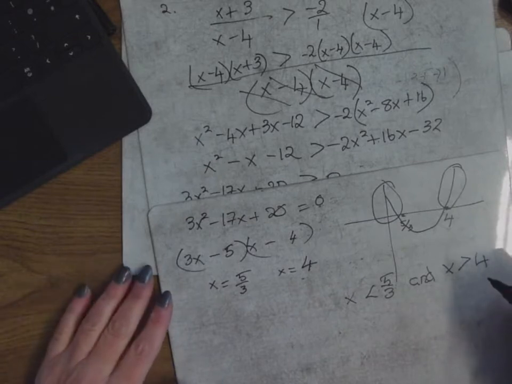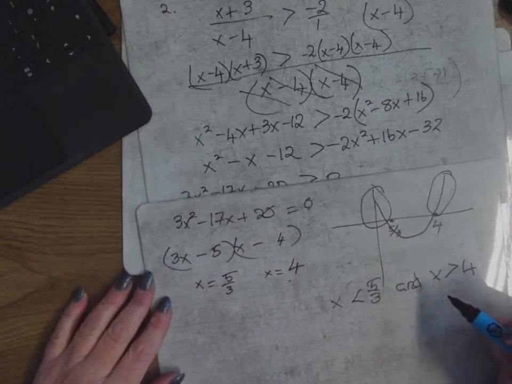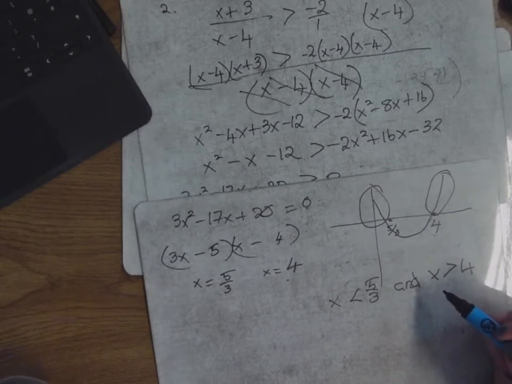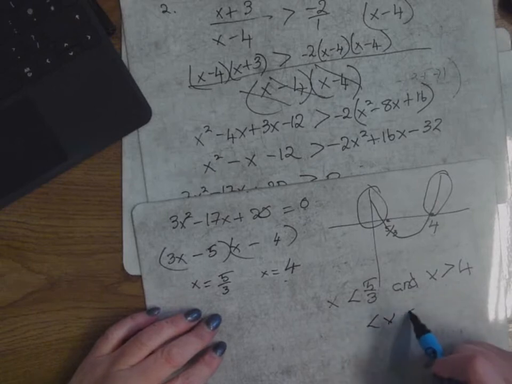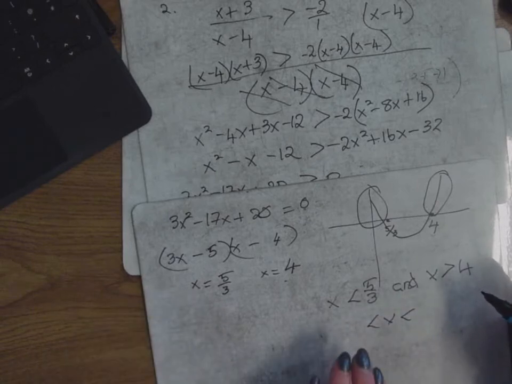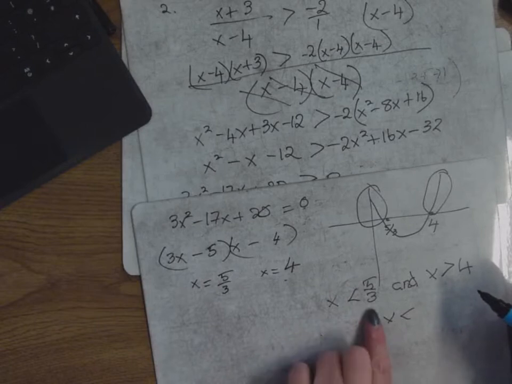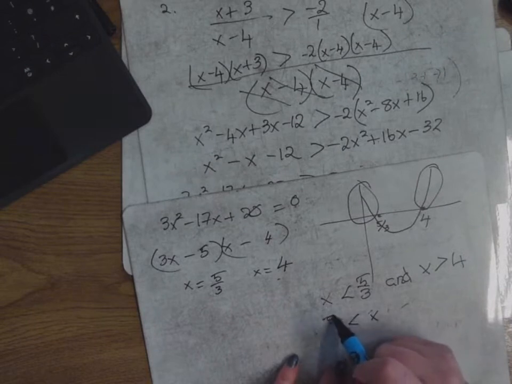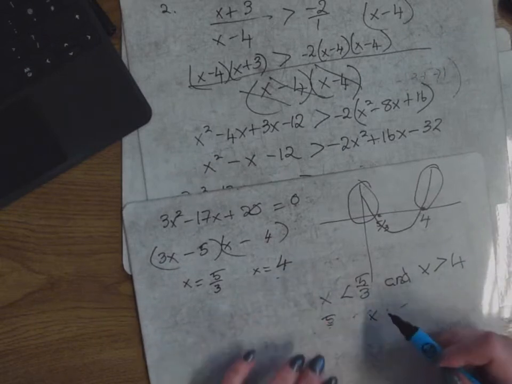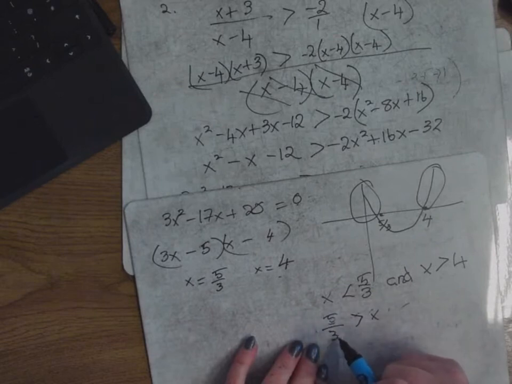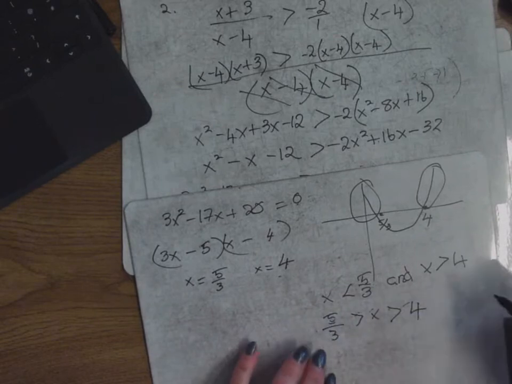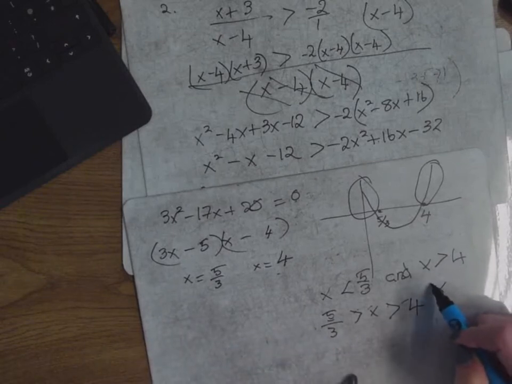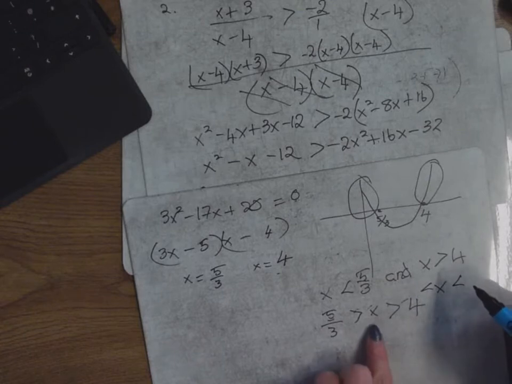Could you write that as a compound inequality? No, you can, but it's weird, because a compound inequality is really like between, and it's not really between anything. You could write it as x is less than 5 over 3 and greater than 4, which isn't really correct, because normally with this symbol they use, that's between, so it's kind of backwards.